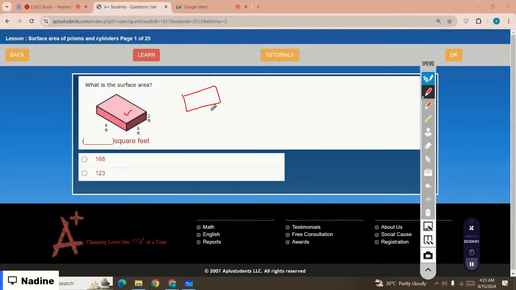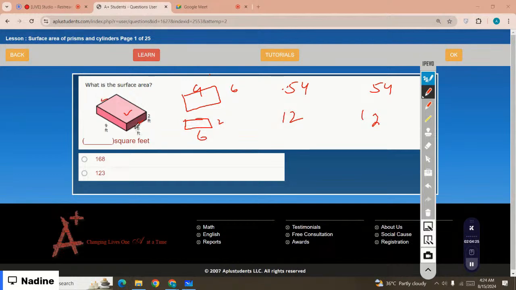So this is 9 and this is 6. So 9 times 6 is 54. You have the same face on the other side, that area is 54. Now calculate the area of this face, that is 2 and 6. So 2 times 6 is 12. You have the same side here.